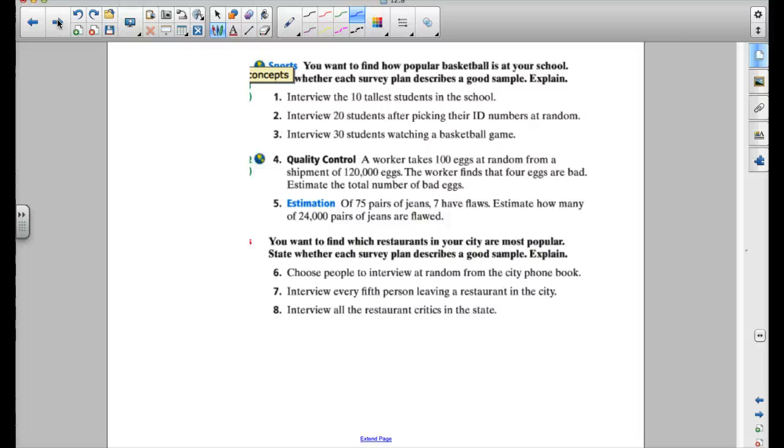Number 2, interview 20 students after picking their ID numbers at random. That's a good example. You're interviewing students, you're picking the IDs at random. That's a good way to do it. Number 3, interviewing 30 students watching a basketball game. If they're already watching the basketball game, they're probably interested in it, so that's probably not a good example.